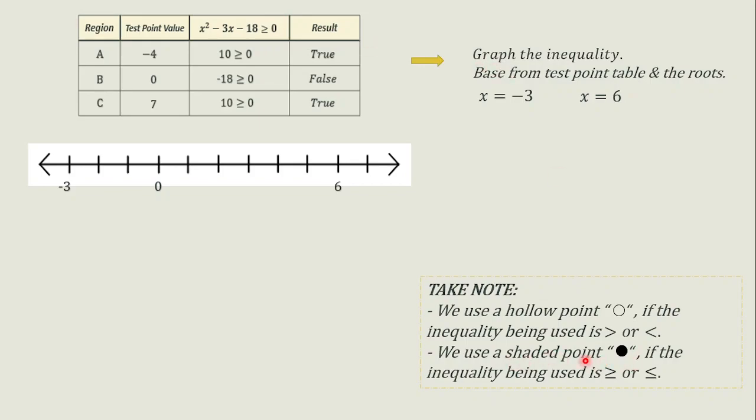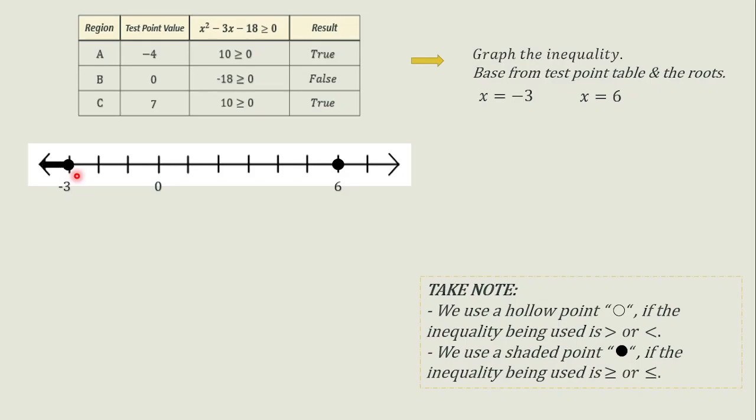So, let's plot the points. At negative 3, the point is a shaded point. The next one is 6. After that, we are now going to graph the inequality. So, how do we graph it? We base it on the result. For region A, the answer is true. Because the answer is true, it means we will darken the side of region A.